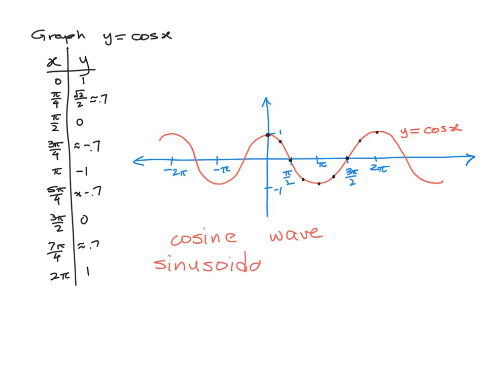And it's because you can actually do a translation of the sine wave to get to the cosine wave. So the cosine wave is just a sine wave that got moved to the left by pi over 2. But that's neither here nor there. This is the graph of y equals cosine x. Generally, you need to get the shape of it.